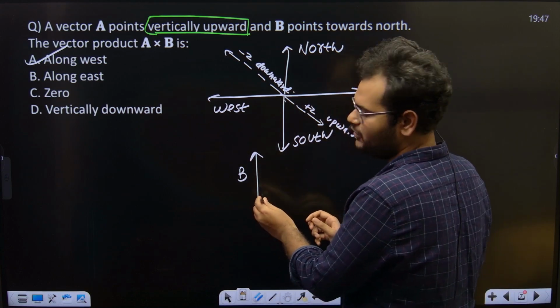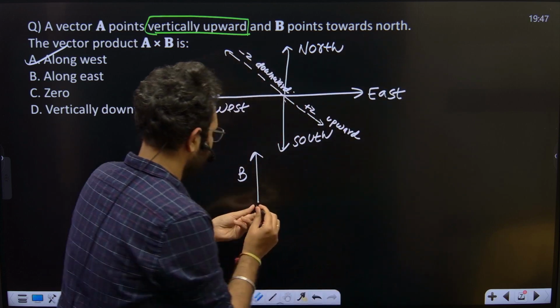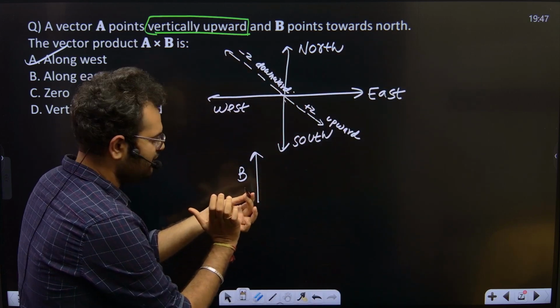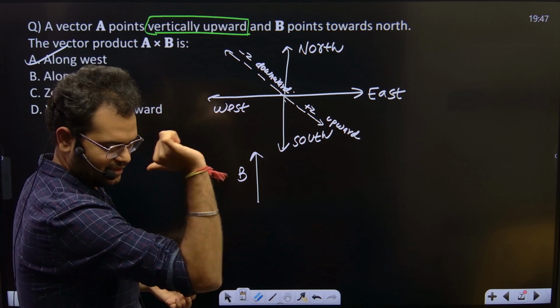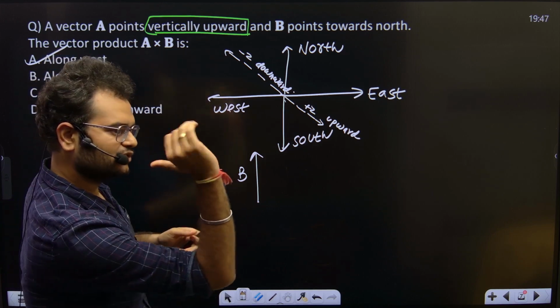Once again, from A to B you have to do. Sir, this is from A to B. Okay. So if I have to do from A to B, then how can I do it? Like this. So this is my cross product and this is my A vector. This was my A vector, this is my B vector. So this is from A to B.